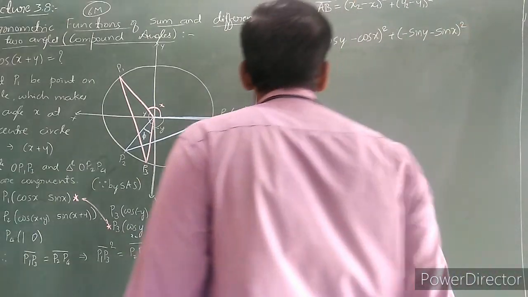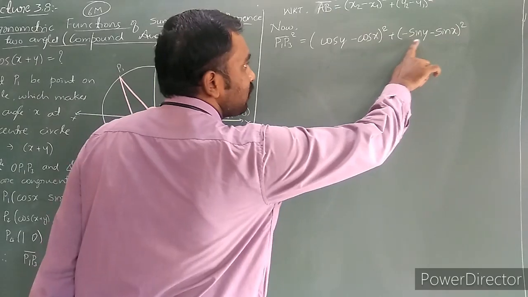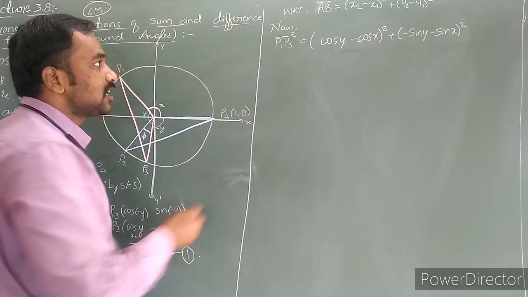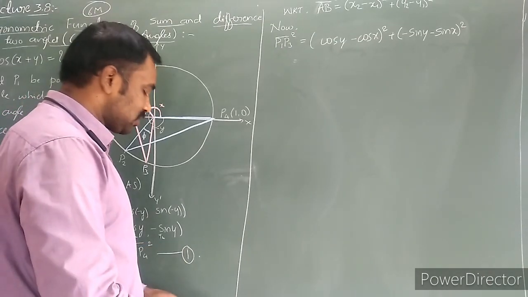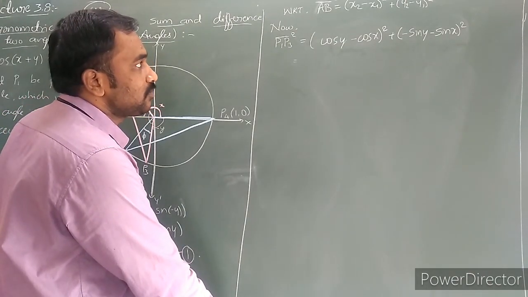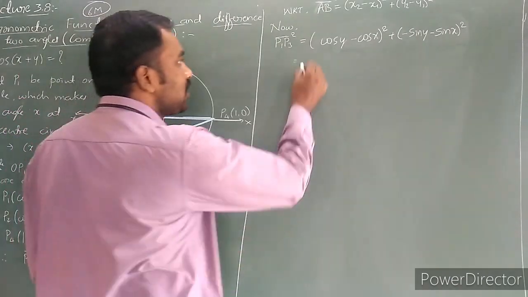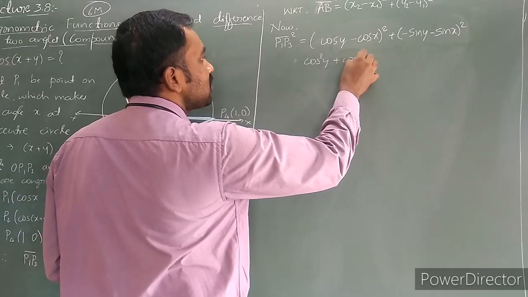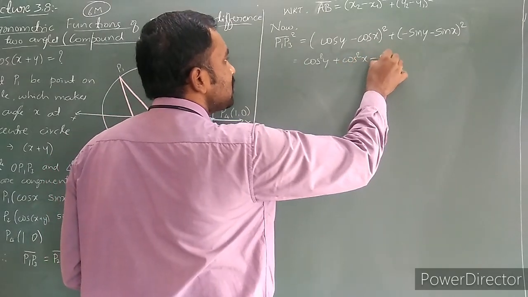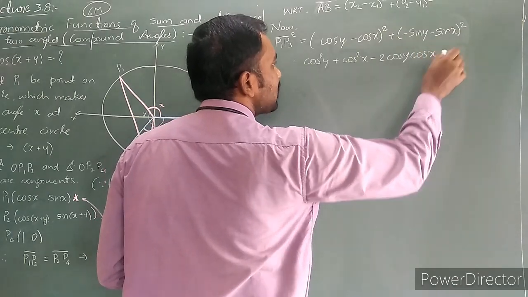This whole square. Okay, simplify. Here minus sin y minus sin x is there. Simplify: (a minus b) whole square. What is (a minus b) whole square? It is equal to a square plus b square minus 2ab. This we can write as cos square of y plus cos square of x minus 2 times cos y into cos x.